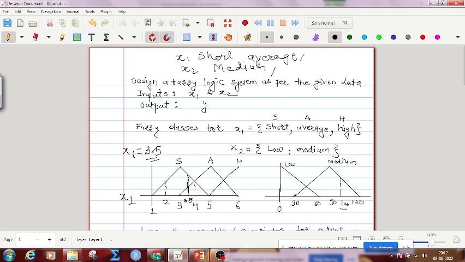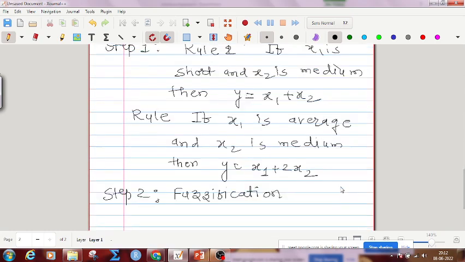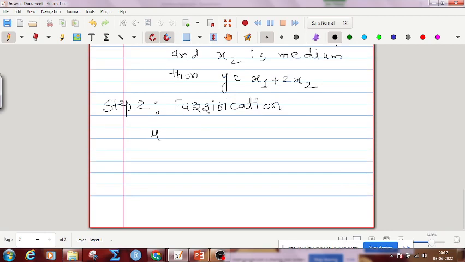Okay, so mu short, mu average we will find out, and then for the value 100, mu medium we are going to find out. So let us find out that fuzzification for mu short, then for mu medium, mu average, for x1, and then we are finding that mu medium for the second input.